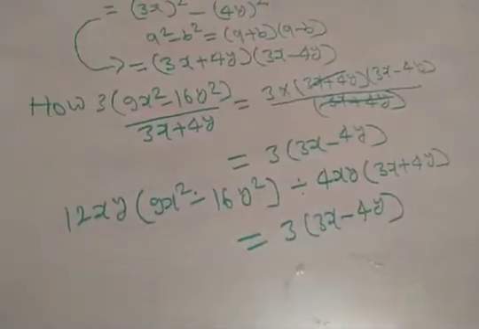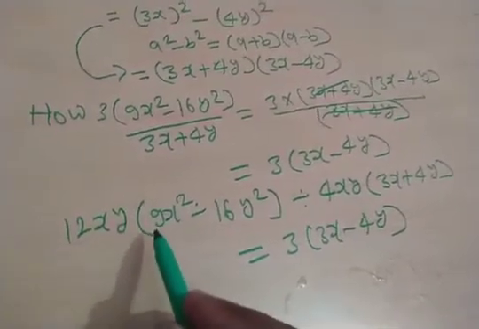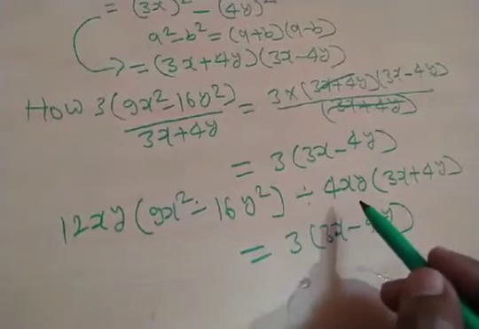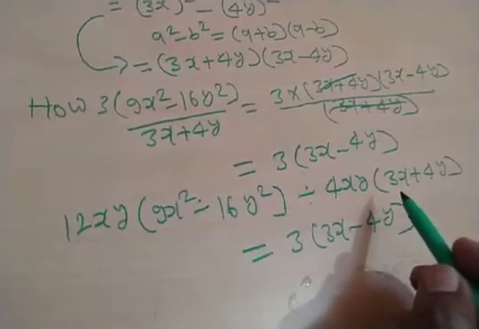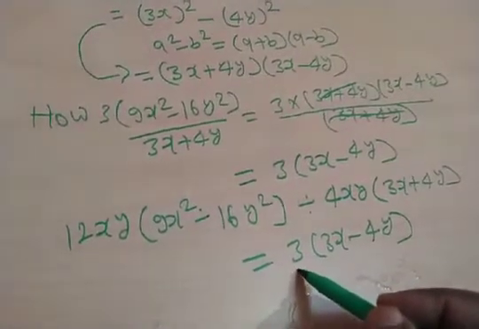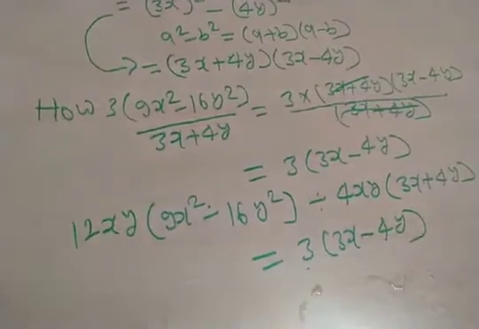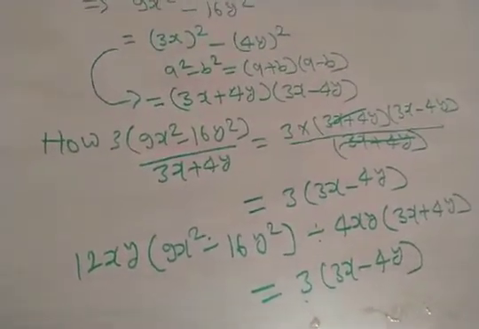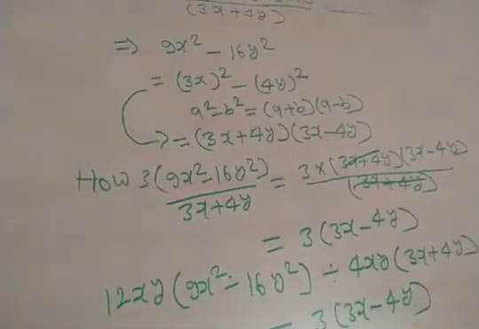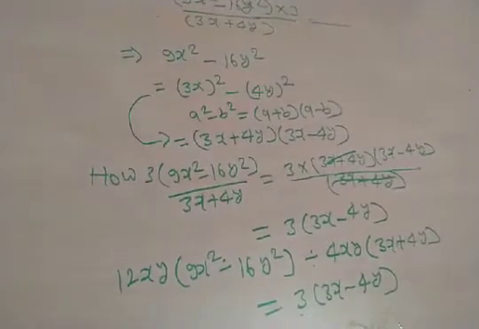So here this is our question, 12xy into (9x square minus 16y square) divided by 4xy into (3x plus 4y). The answer is 3 into (3x minus 4y). So student, I hope all of you understood. Let's see the next part of this question.